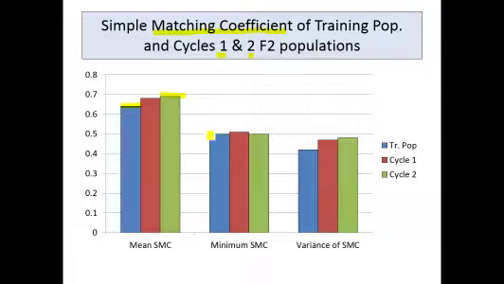Interestingly enough, as we look at the minimum simple matching coefficient, in the training population it was 0.5. In other words, the most diverse any two lines in my training population are is 50% of alleles shared and 50% different. And after 2 cycles of genomic selection, I can still find pairs of lines that have a very low simple matching coefficient equal to that we found in the training population. Interestingly, the variation in our simple matching coefficient continues to go up, and I'm not sure exactly what that means.